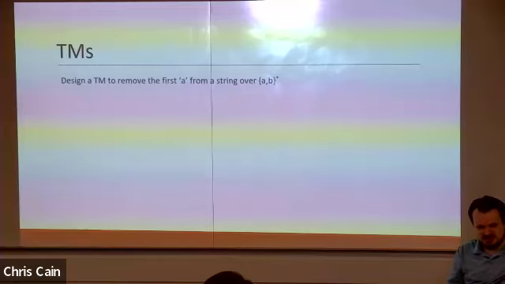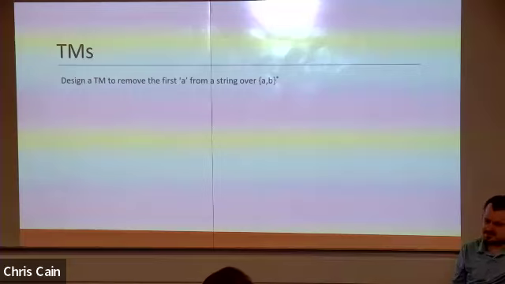So on the tape are some number of A's and B's. You want to remove the first A. Do we want to shift everything else over to blank? Yes. Okay. Yeah, we want the answer to be on the tape. So we want the new string to be on the tape when we are done.